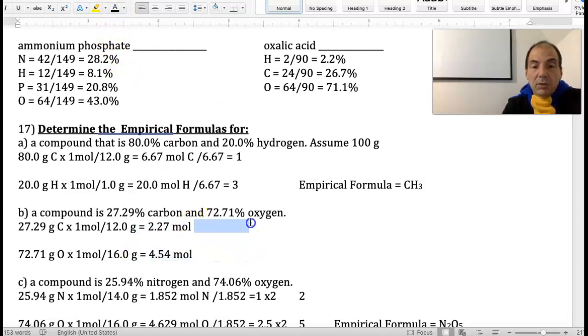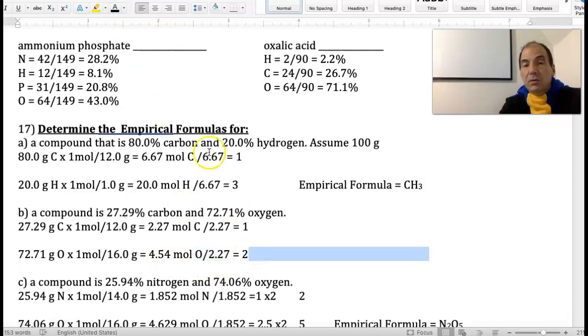We're going to divide by the smaller number. So in this case, for carbon, it's 2.27. We divide 2.27 by 2.27, we get 1. Divide 4.54 by 2.27, I get 2. So there's my empirical ratio, 1 to 2, which means my empirical formula is CO2.